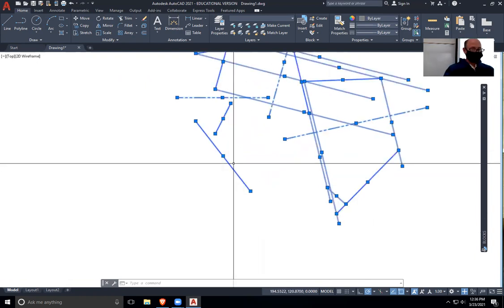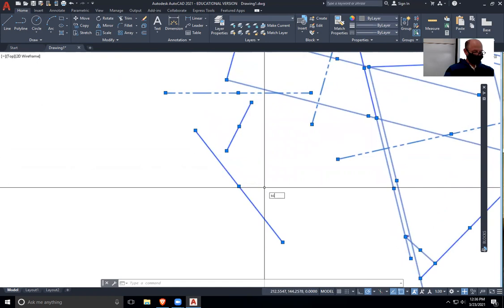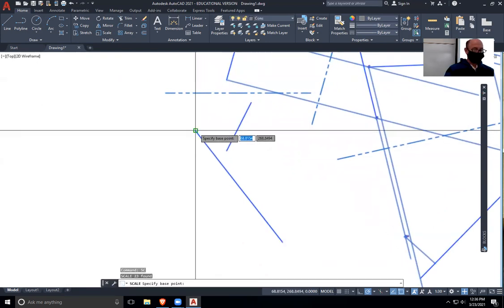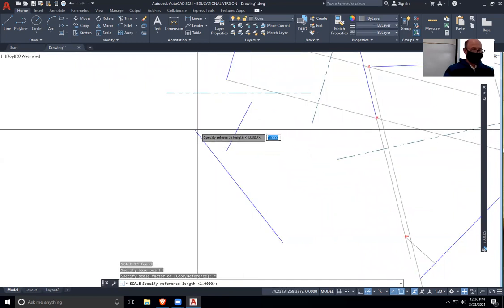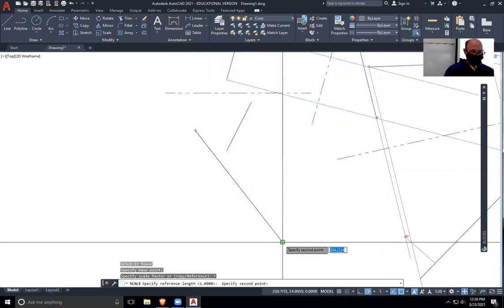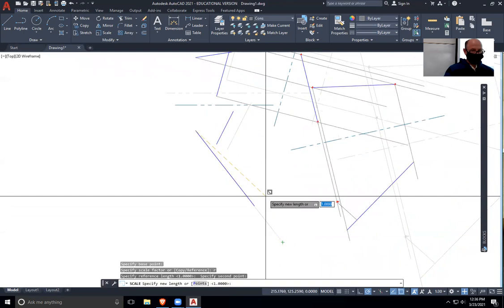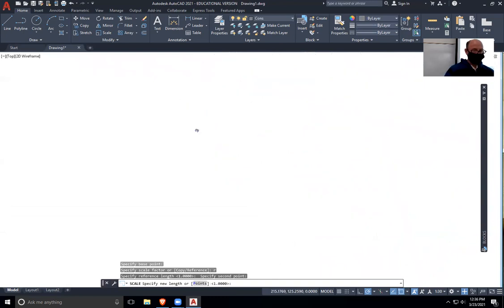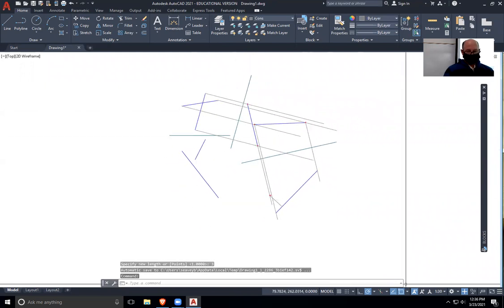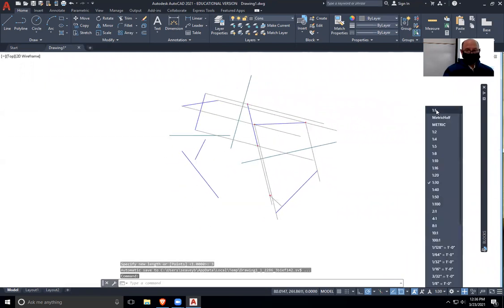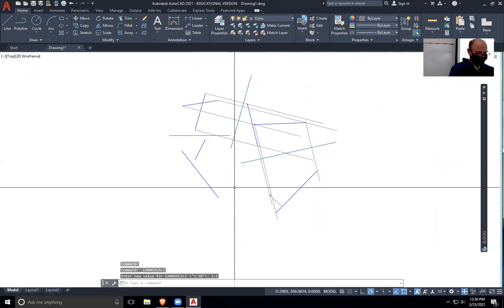So line CD here. I'm going to scale the whole shebang from this base point with a reference. My reference line right here to here. And its new length is 3. There. Now I can put my scale back to 1 to 1. And then LTS to 1. Yeah. Okay.